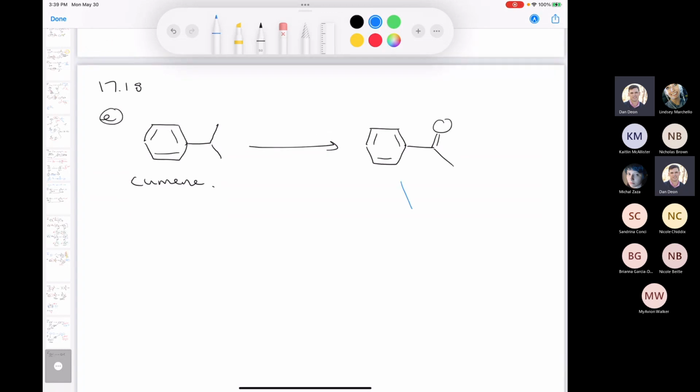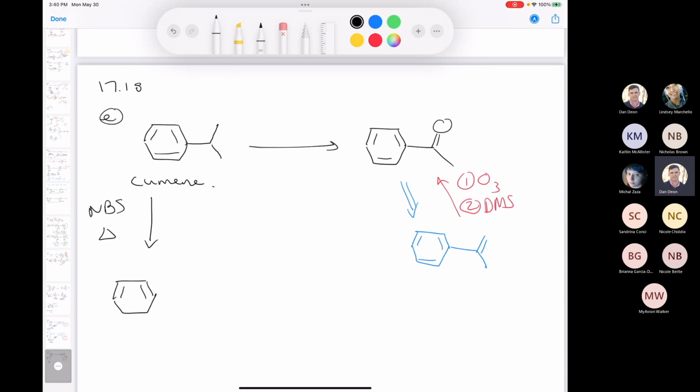One way I could think about doing that is if we had this alkene, if we had the double bond here, then all we would have to do is an ozonolysis reaction, ozone followed by treatment with DMS, and that would give us the ketone. Well, how do we get from here to here? I'd say we could do a number of things to produce the alkene. I think one of the easiest ways would be to do a benzylic bromination to start. So treat this with NBS and we heat that up, and that will give us a bromine in this position.